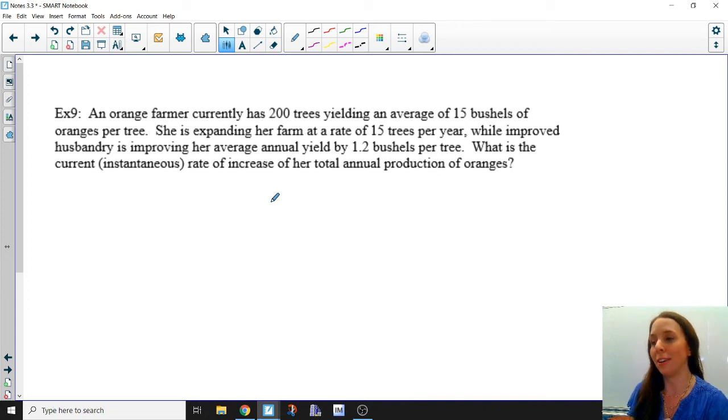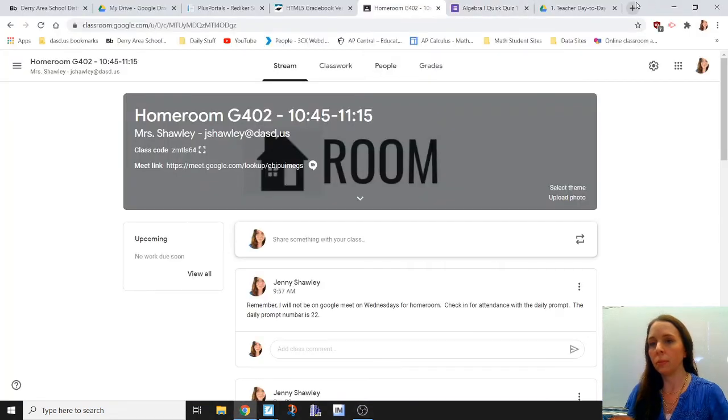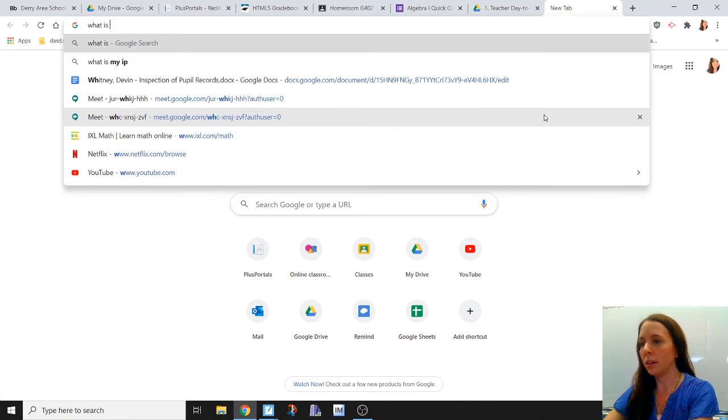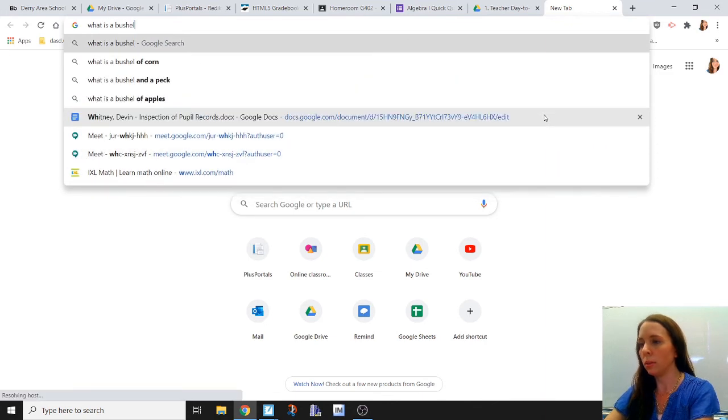This one's fun. I love teaching this one. An orange farmer currently has 200 trees, yielding an average of 15 bushels of oranges per tree. Now, I'm going to stop you right there, and I'm going to tell you, before I started teaching this class and this particular problem, I really didn't know what a bushel was. Okay, I had to look it up. You want to look it up? Don't mind all those tabs. What is a bushel?